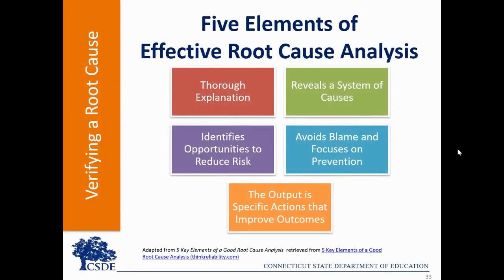There are 5 elements that will ensure effective root cause analysis to develop actions that will have impact. Did your team seek a thorough explanation of the problem, factors, and causes? Did your team uncover a system of causes? There is always more than one cause. Did the analysis identify opportunities to reduce risk? Did the analysis avoid blame and focus on prevention? Did this analysis set up the team for the next step, identifying actions that will improve outcomes?